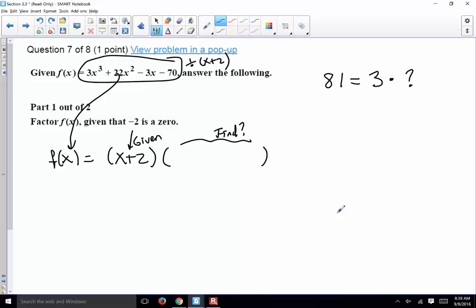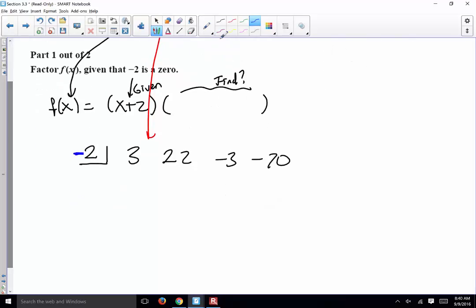So let's do it. What's the fastest way? Long division? Synthetic. Let's do this synthetic. I'm gonna do synthetic to divide by 2, so I will put 2 here. Is that right? And put these guys right here. 3, 22, minus 3, minus 70. Any comments? Right, it's supposed to be negative 2.